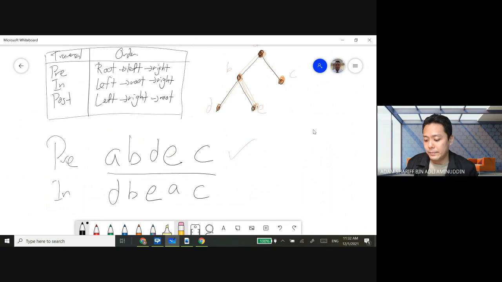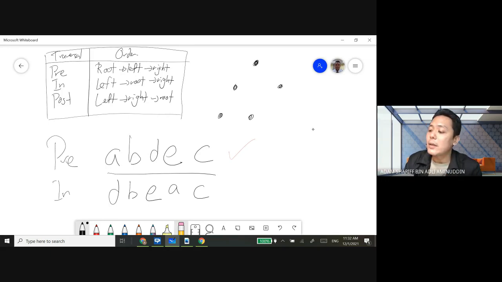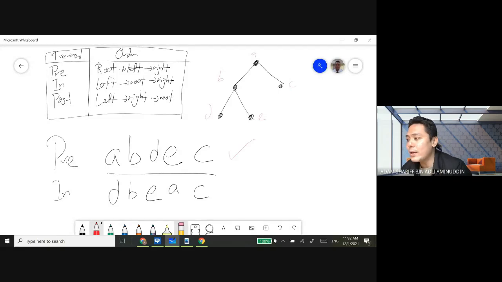Saya padam jap. Saya lukis balik untuk yang post order pula. Lepas ni kita buat latihan je. Okay. A, B, C, D, E. Okay, for the post order, the idea will be left, right, then you go to root.